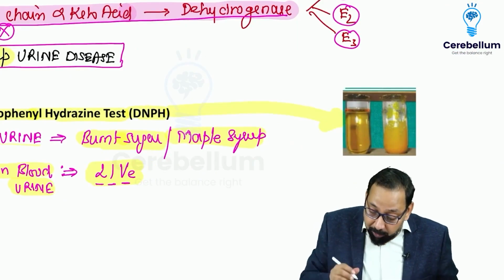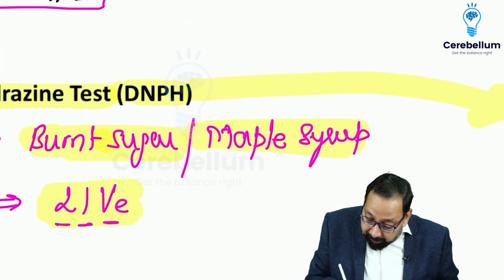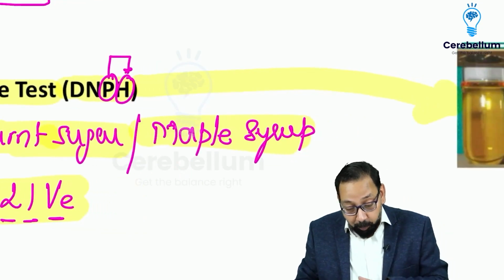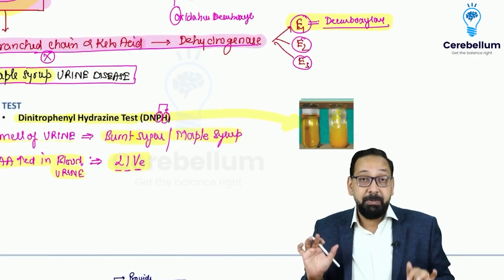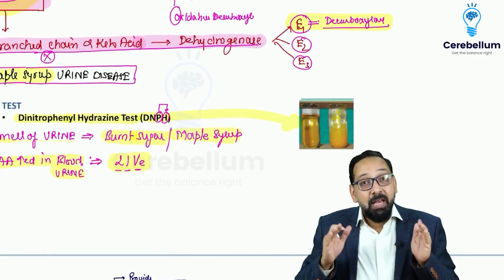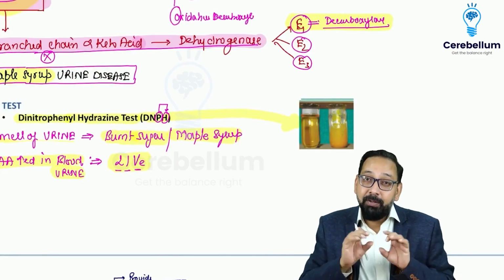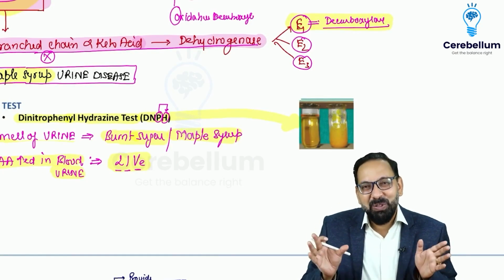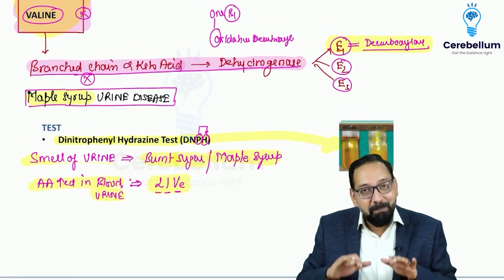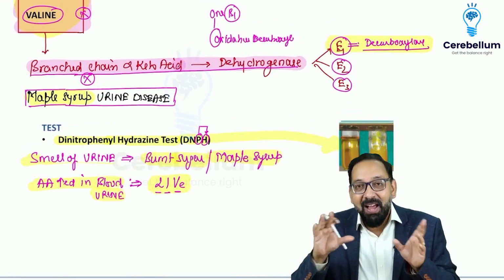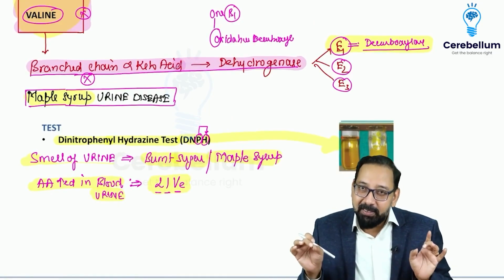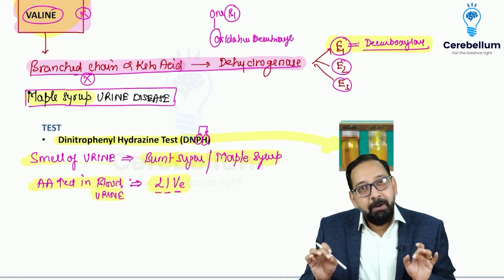How will you remember? PH, pila hai, pila hai. So yellow, pila, yellow precipitate. And how will you remember maple as apple? If you cut an apple, after some time it becomes brown or yellowish. So maple syrup urine disease, maple, apple tree branch, and after cutting it becomes pila. So DNPH test, and a yellow precipitate is produced.